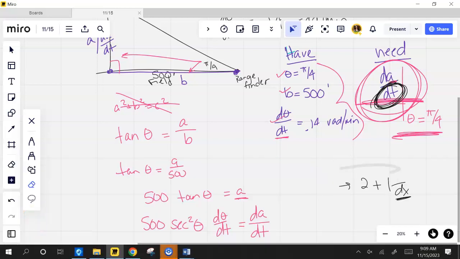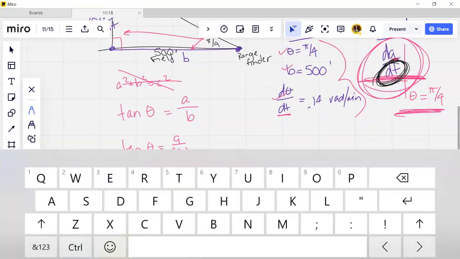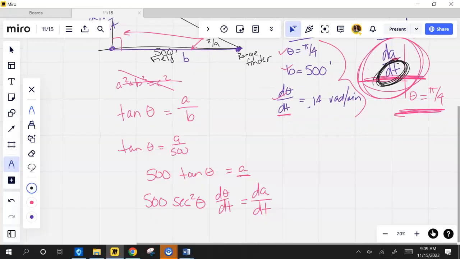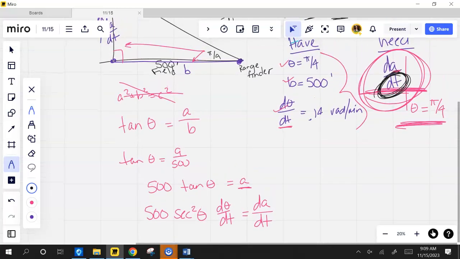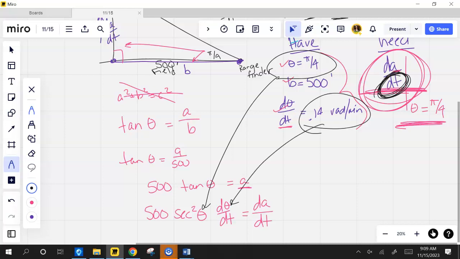Again, right, 1 dA/dt. All right. Now, it says at the instant that theta is pi over 4. Well, look, I can plug in this. I can plug in this. And now I can find dA/dt.